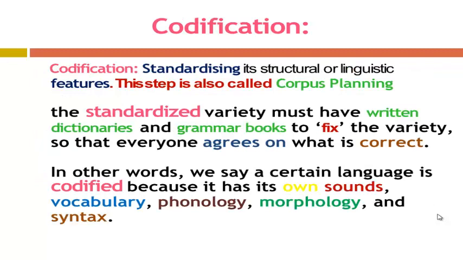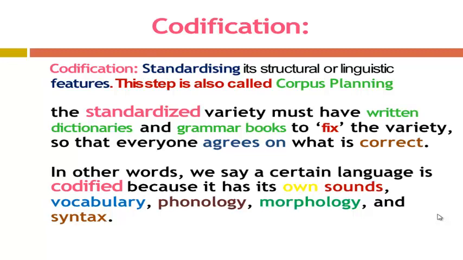The second stage of the planning process or standardization is what we call codification. Codification means standardizing its structural or linguistic features. This step is also called corpus planning. The standardized variety must have written dictionaries and grammar books to fix the variety so that everyone agrees on what is correct. In very simple words, we say a certain language is codified because it has its own sounds, its own vocabulary, phonology, morphology, and syntax, etc.